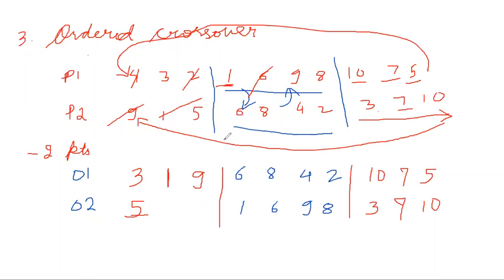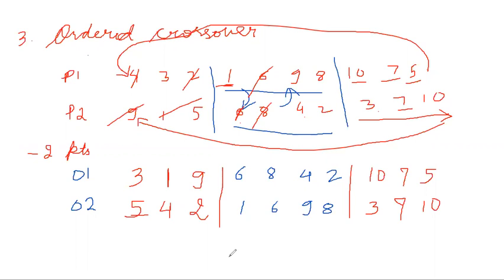Because I still have 2 more vacant positions, I will have to traverse parent 2 again. So I go for the next position, which is 6. 6 is already occurring, so it cannot be used for the replacement. 8 is occurring, cannot be used. Next is 4. Yes, it can be. And then we have 2, which is not occurring, so it can be used. So this is how we implement and get the 2 offsprings using the ordered crossover.